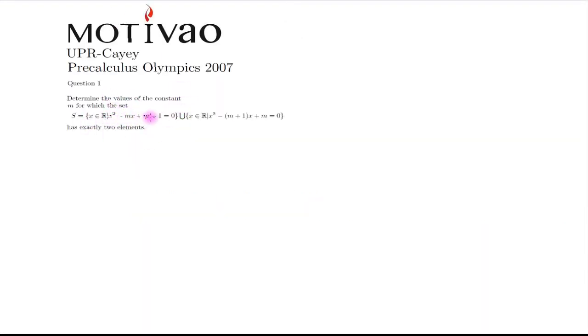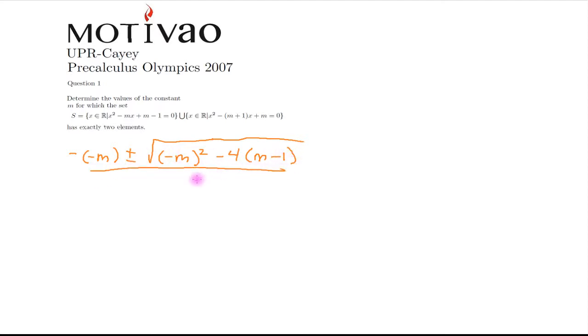Now let's use the quadratic formula for the first one. It says negative b, which in this case is negative m, so negative b will be negative m plus or minus the square root of b squared, which is negative m squared, minus 4a, which is 1, times c. But here c is this whole thing, m minus 1. Okay? Divided by 2. And this is our roots, right?